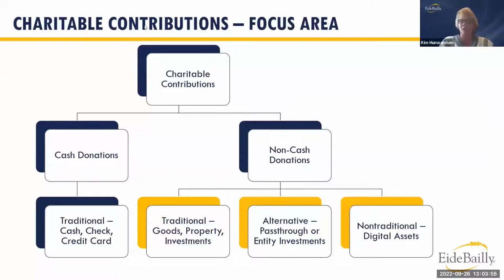So when we think about our typical charitable contributions, we typically think of them in two different buckets. We might have our cash donations and our non-cash donations. Our cash donations are those fairly ordinary types of donations that you get. So your cash, checks, credit cards, those aren't going to be the topic of our conversation today. We assume most organizations that get those have procedures in place, know what to do, and know how to report back to donors when they get those types of donations.